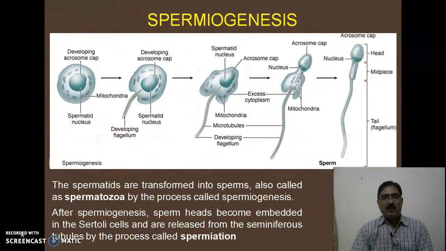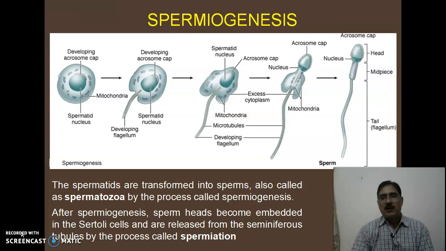All the stages we have discussed so far are summarized here in this slide. The first, the spermatid nucleus, and there is development of the acrosome cap, which is elongating, and the spermatid nucleus is also undergoing a change in its shape. There is formation or development of the flagellum. The shape of the spermatid starts changing. The excess cytoplasm is removed.